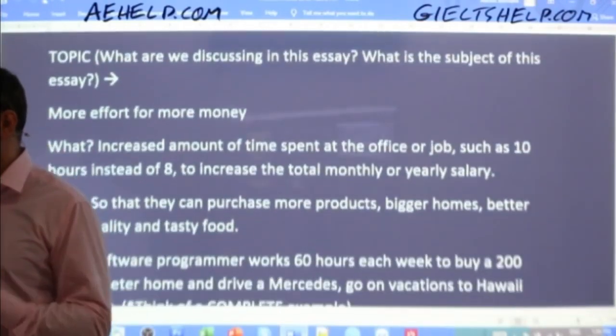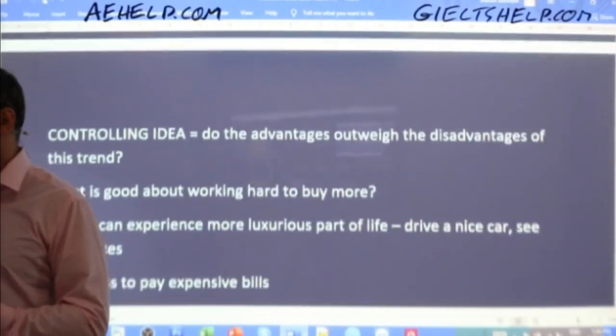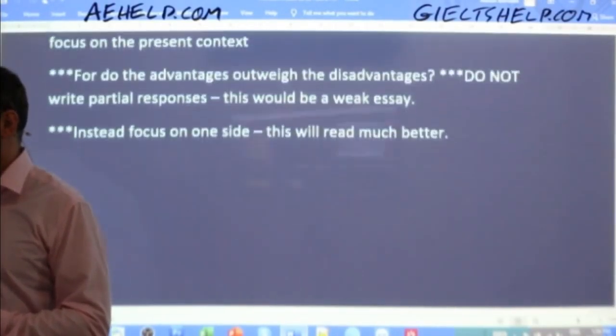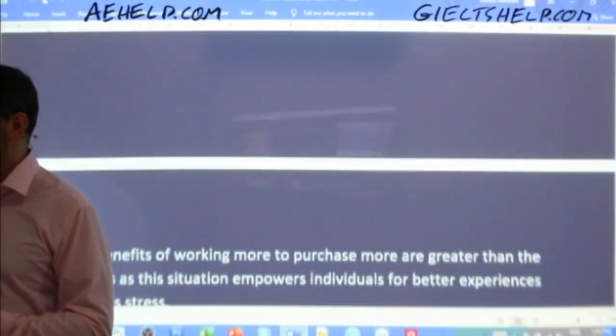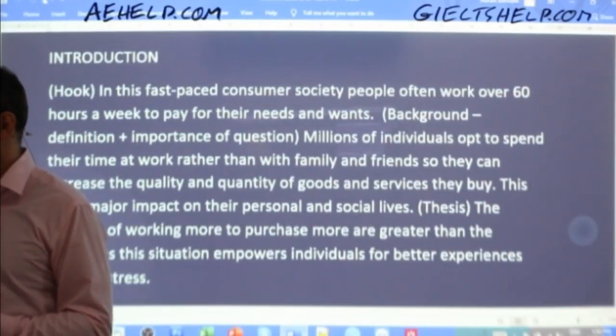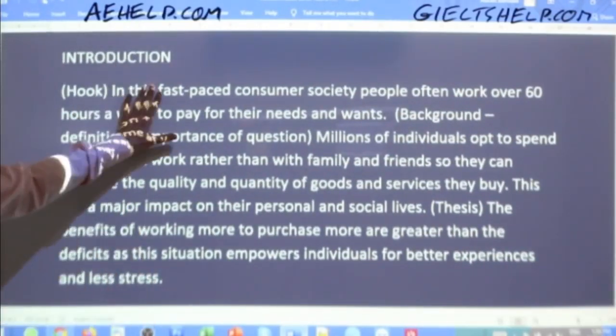Okay, so we thought about this. We looked at both sides of this argument, the advantages and disadvantages of working really hard to make more money for more luxury. We came up with a couple different thesis statements, and then we created the introduction. So here's the introduction, or the introductory paragraph.